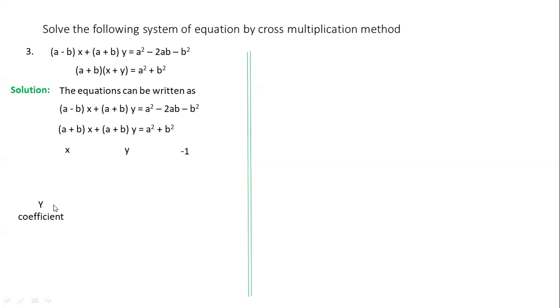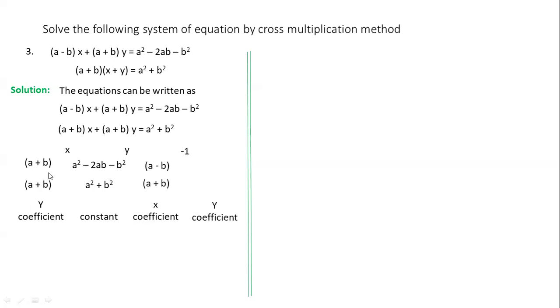First you have to take the y coefficient. What is y? This a plus b, a plus b. Write that down. Then you have to take the constant. What is the constant? This and this. Write it down. Then you have to take the x coefficient. The x coefficient is a minus b, a plus b. And then again you take the y coefficient, that is a plus b, a plus b.